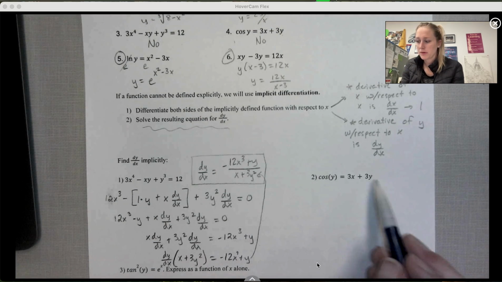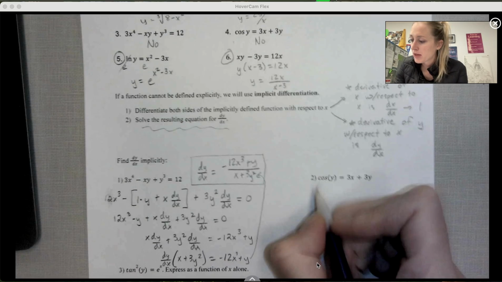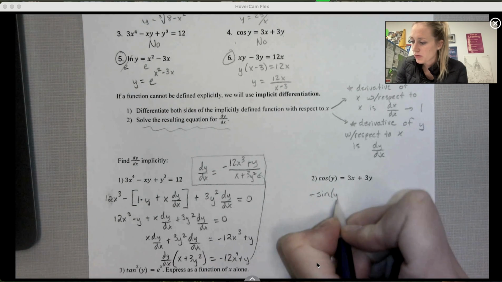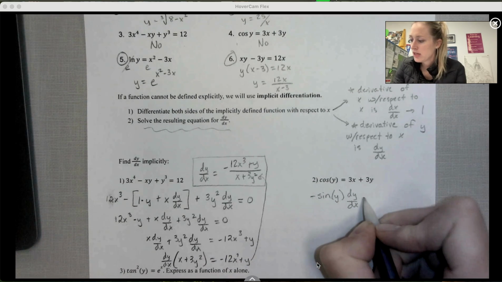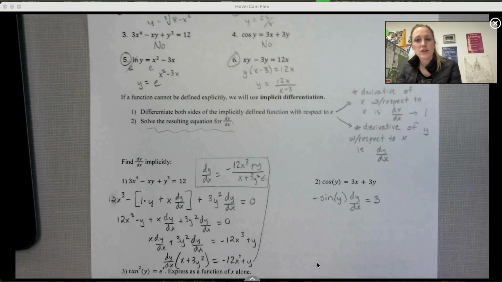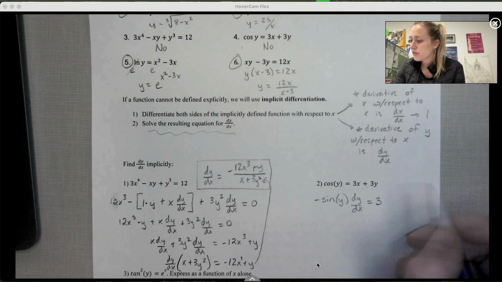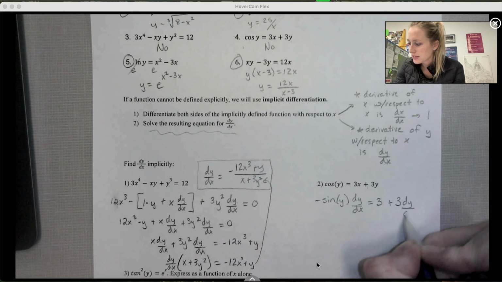Okay, let's try this one. So we're going to differentiate both sides. Anytime I'm doing it with respect to y, I have to include the dy dx. Okay, so derivative of cosine is negative sine, and again, it's with respect to y, so I have to tack on the dy dx. Equals, derivative of 3x is 3. It's with respect to x, so again, you can put the dx, but it's more writing that you don't have to do. Plus 3y, so plus 3, but it's with respect to y, so dy dx.